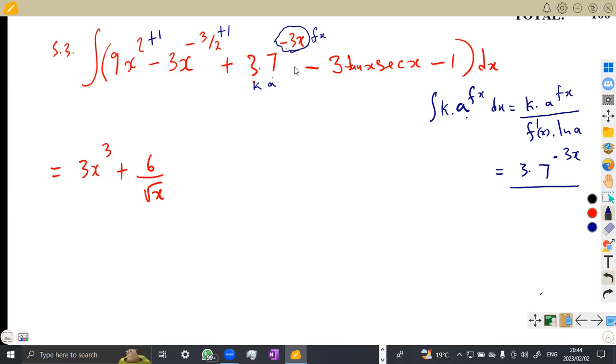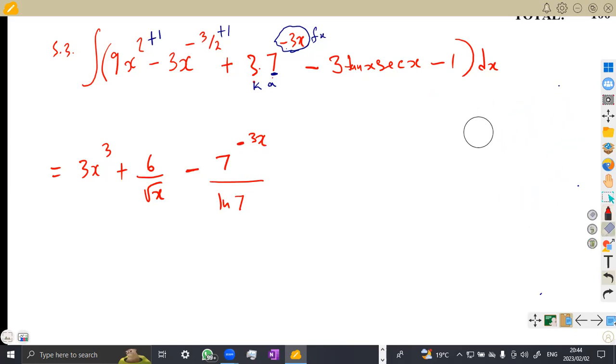So the derivative of negative 3x, take note, this is the derivative. It is going to give us negative 3, then times ln a, which is the base. Our base here is 7, so it's going to be ln of 7. As you can see, guys, these two can cancel, and we're going to have negative on top. So this is going to be negative 7 to the exponent of negative 3x, everything over ln 7. The other part is going to cancel there. So that's what we had for this integral.